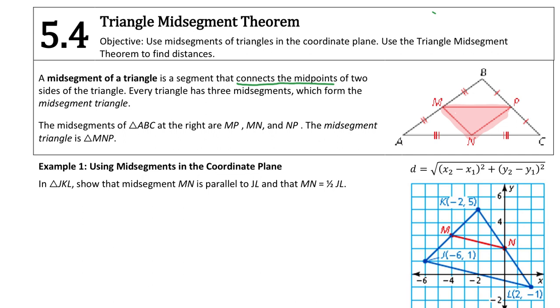So the mid-segments are half of the side that they are parallel to. If we look at this mid-segment MP, it is 1/2 of AC. Okay? If we look at MN, MN is 1/2 of BC. Right? And then if we look at NP, that is 1/2 of AB.